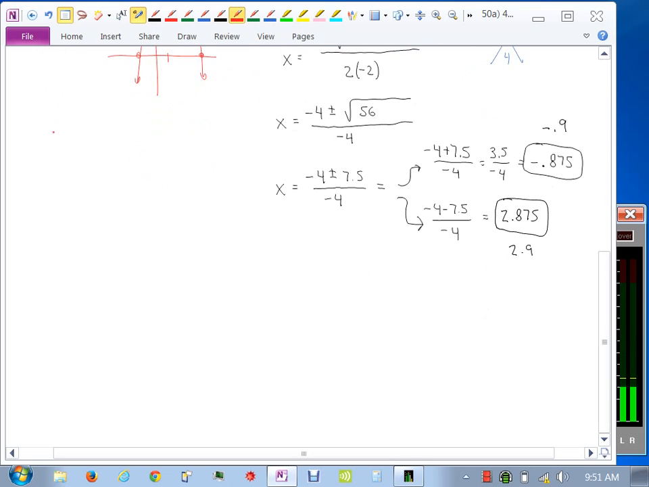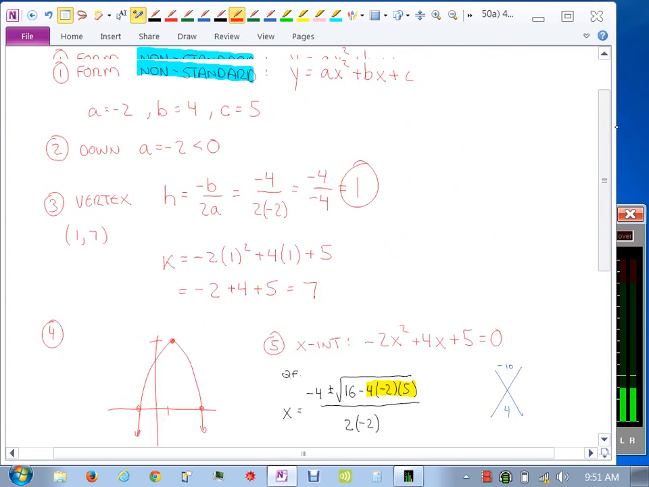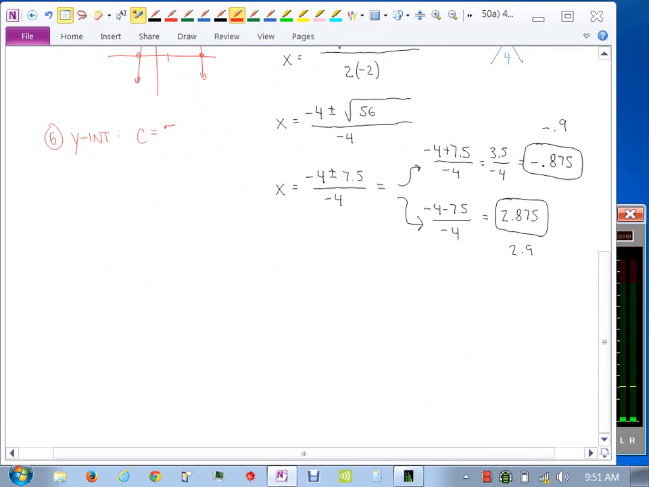Next thing, step 6, the y-intercept. Well, the good thing is when you have the non-standard form, it's always c. And c in our problem was 5. So our y-intercept is 5. And now I'm ready for a graph.